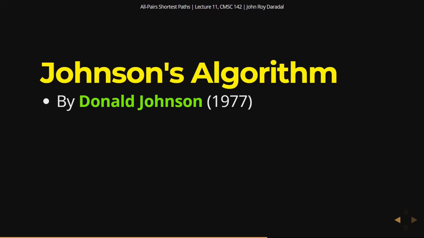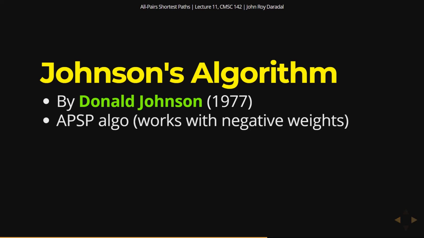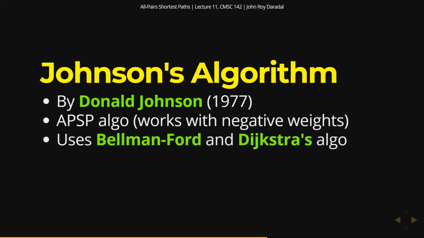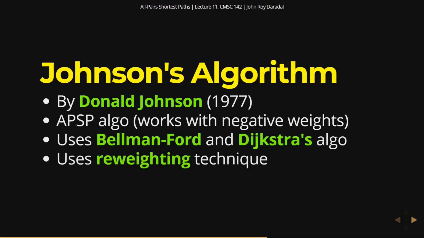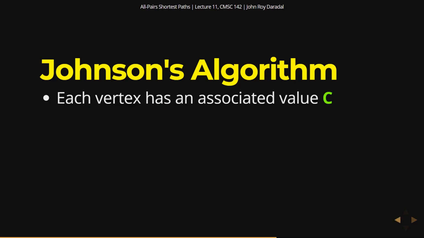Okay, so Johnson's algorithm was created by Donald Johnson in 1977. So it's an APSP algorithm that also works even if there are negative weights. Okay, it actually uses Bellman-Ford and Dijkstra's algorithm within the algorithm itself. So it's an application of the two, and as I mentioned, it uses a reweighting technique so that you can run Dijkstra's n times. So how does it work?